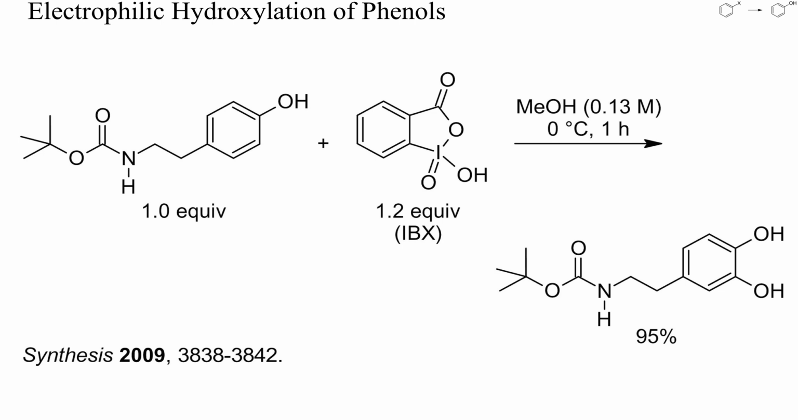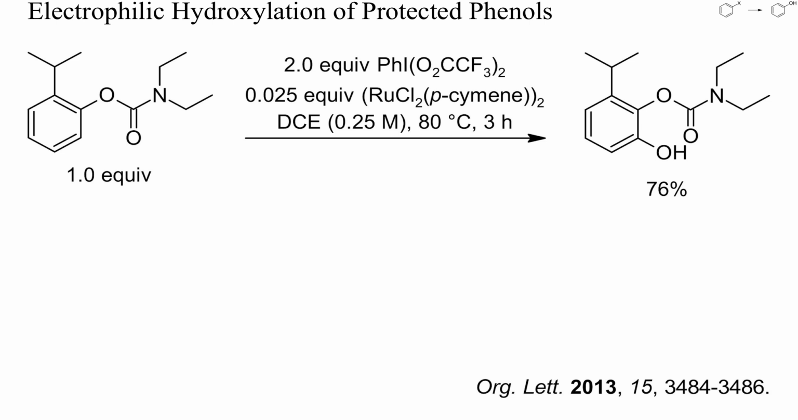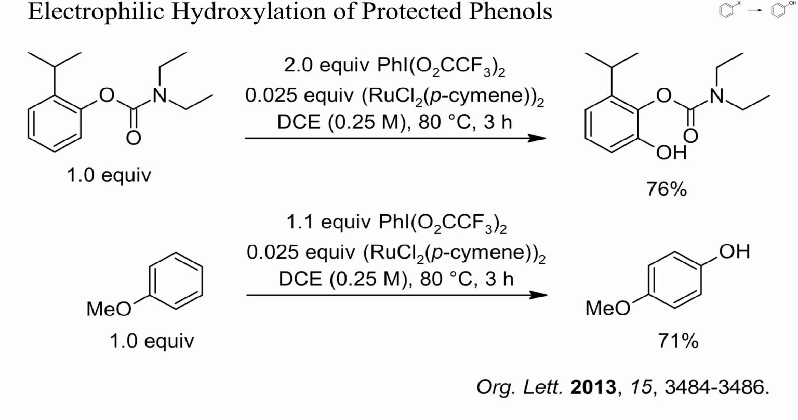Also, phenols can be hydroxylated directly, again in the ortho position. Here, iodoxybenzoic acid was the oxidant and an excellent yield of a substituted catechol was obtained after only 1 hour at 0 degrees Celsius. The protected aminoethyl group remained unchanged. This is an ortho-hydroxylation of a protected phenol by intermediate formation of a ruthenium chelate. No oxidation of the isopropyl group occurred. With anisole, however, no chelate was formed, and mainly position 4 was hydroxylated.